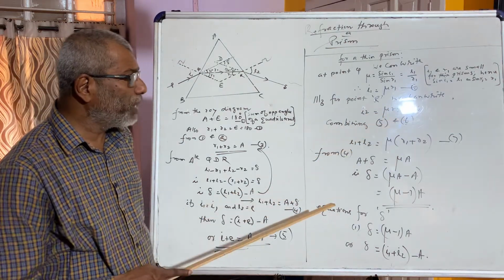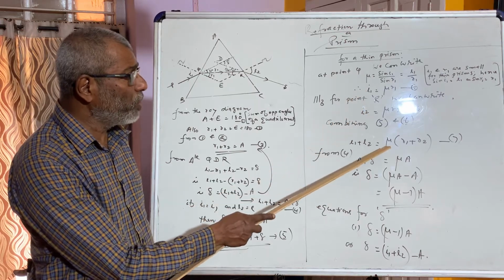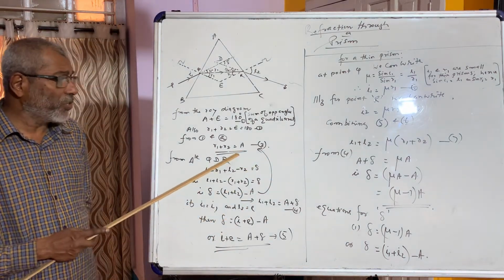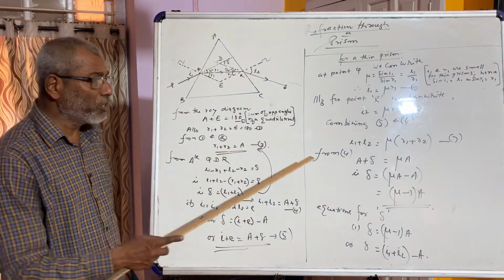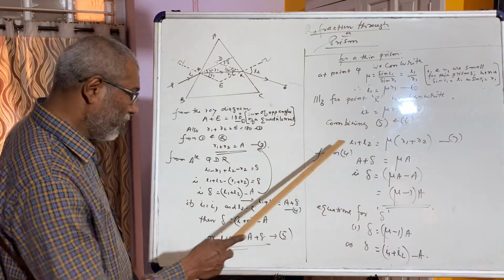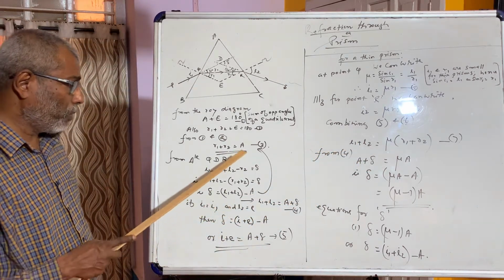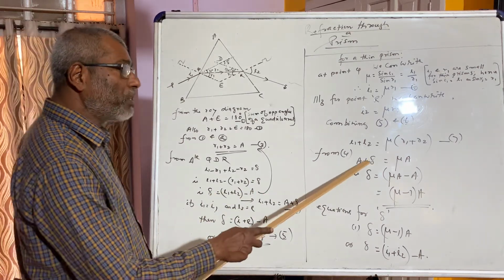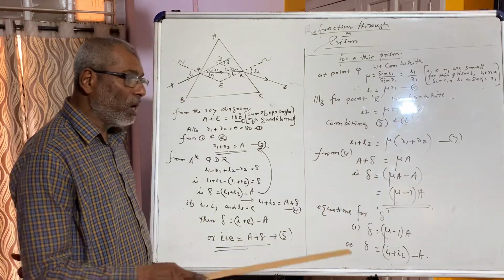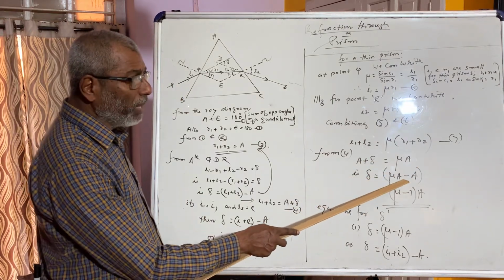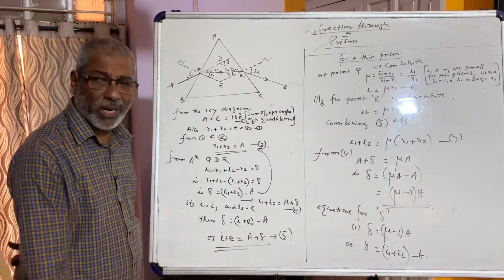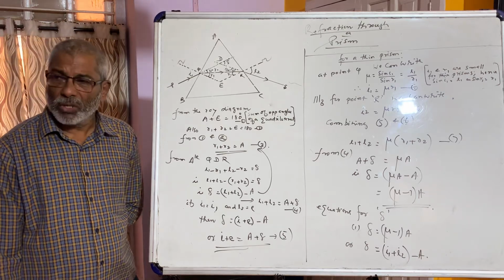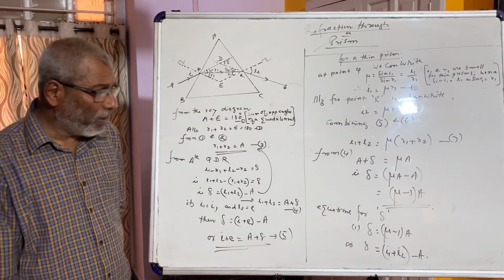Combining equations 6 and 7, we can write I1 plus I2 is equal to mu into R1 plus R2. But everybody knows that A is equal to R1 plus R2. Hence, I1 plus I2 is equal to A plus delta, that is also equation number 4. So A plus delta is equal to mu into A. Or delta is equal to mu into A minus A, that is equal to mu minus 1 into A. This is a very famous expression for thin prisms: delta is equal to mu minus 1 into A.